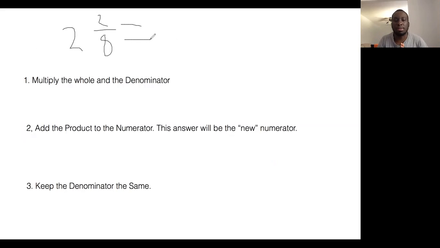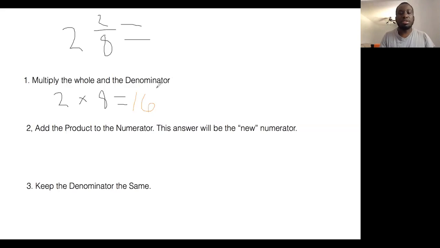My first step is to multiply my whole number and my denominator. My whole number, which is 2, times my denominator, which is 8, equals 16. And I'm actually going to write 16 in a different color. I'm going to make sure that 16 is in a different color. I'll use orange. 16.